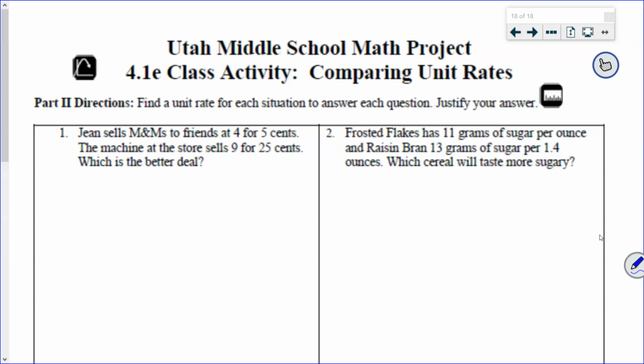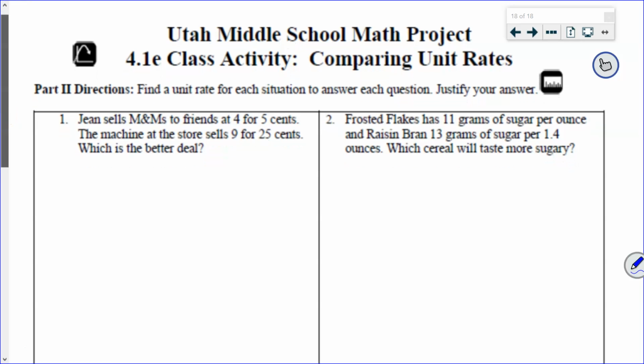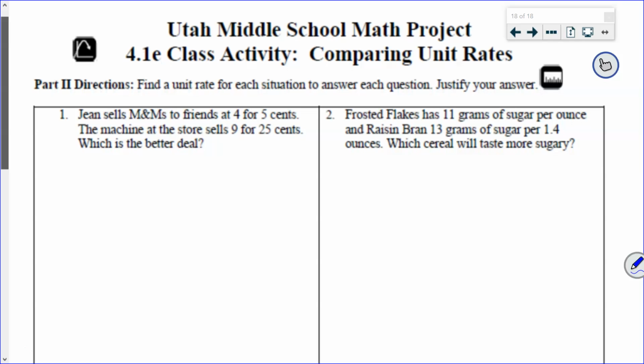4.1e, comparing unit rates. The main part of this is I want us to have the practice of comparing unit rates. But I do also want to make a connection between finding unit rates and what we can do with them, why they're helpful. And that's why we're going to be comparing them.